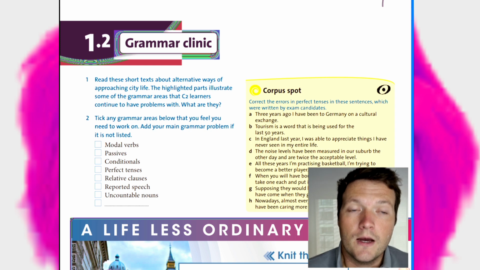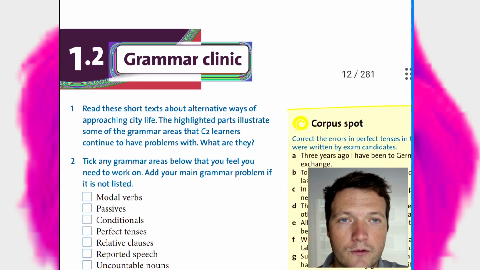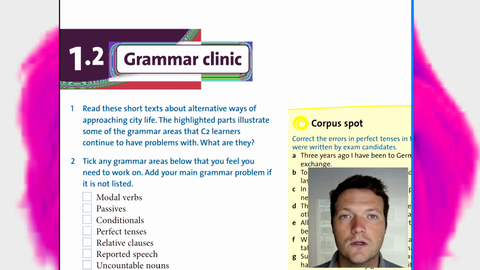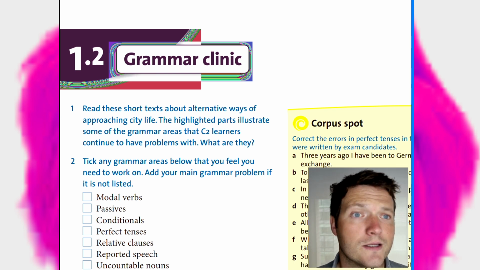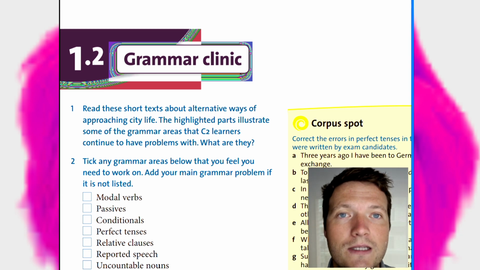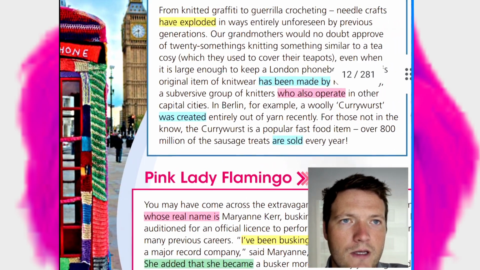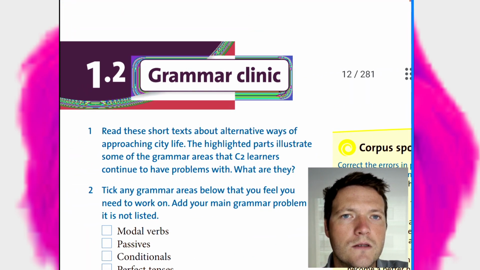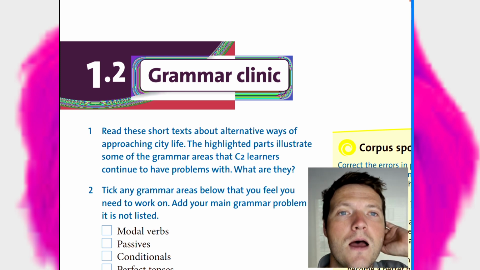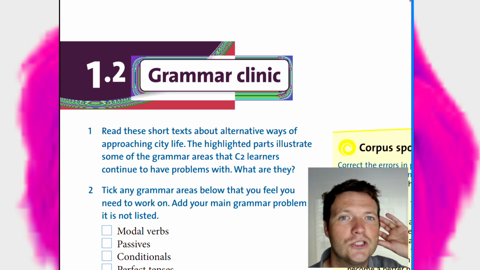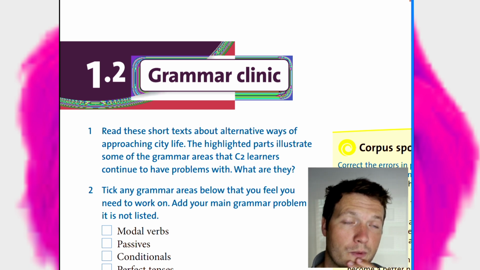So I guess what we're going to have a look at is, well, just what it says in the textbook, and we're going to go through some answers, and we're going to do a few activities and talk about how we could correct some of the mistakes that come up in these exercises. I guess let's just jump straight into it. It says, read these short texts. So we have a couple of texts down here. It says, read these short texts about alternative ways of approaching city life. The highlighted parts illustrate some of the grammar areas that C2 learners continue to have problems with.